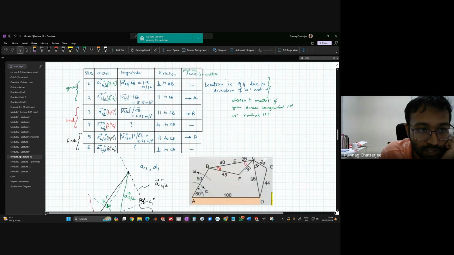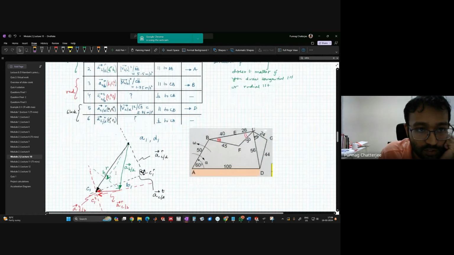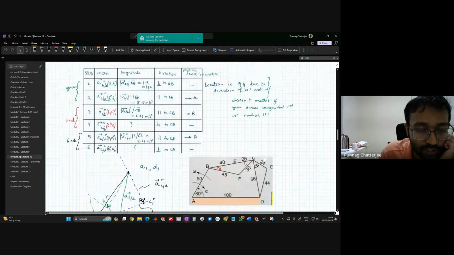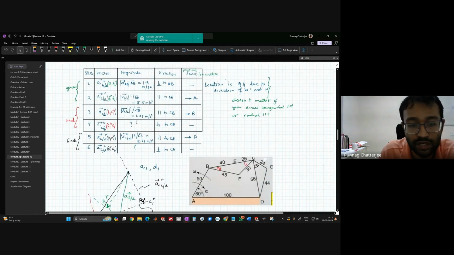Okay, it's given in green vector. So this is the radial first and then the tangential. I've actually started with the radial first and then the tangential. You can do it either way. You can also start with tangential first and then do the radial.